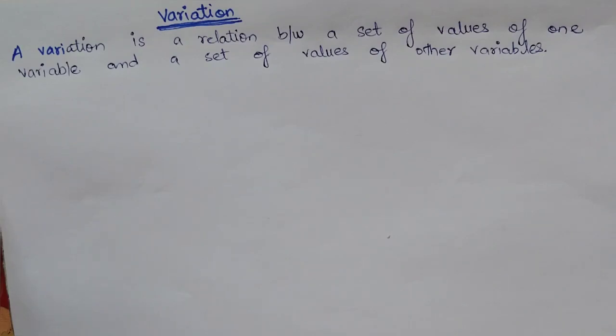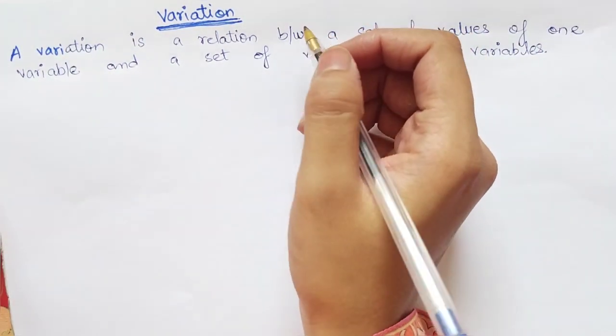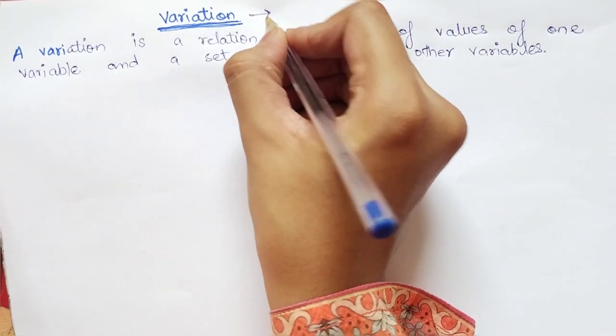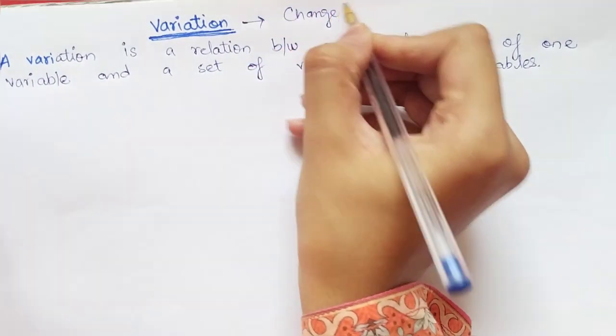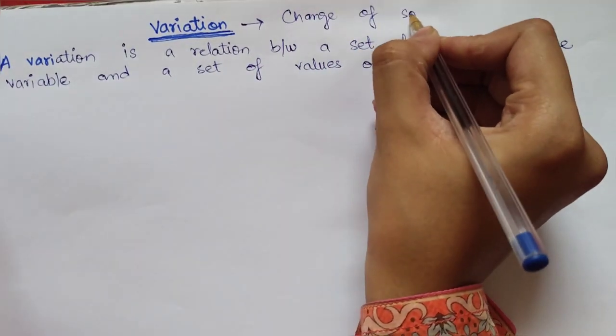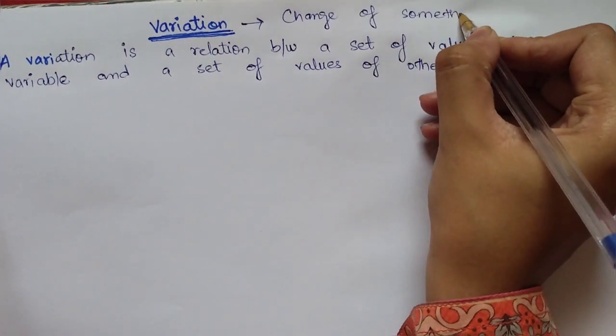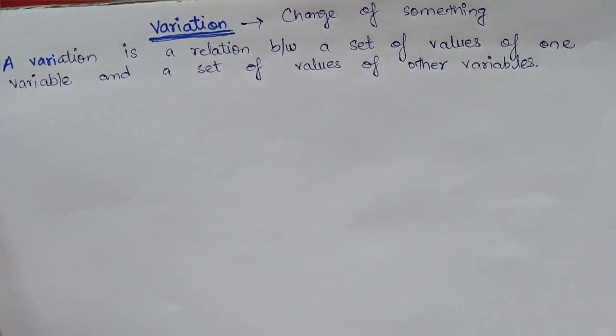Today our topic is variation. Let's start with the definition of variation. What is variation? In simple words, you can say variation is change. Change of something is called variation. Now let's see the example of variation.